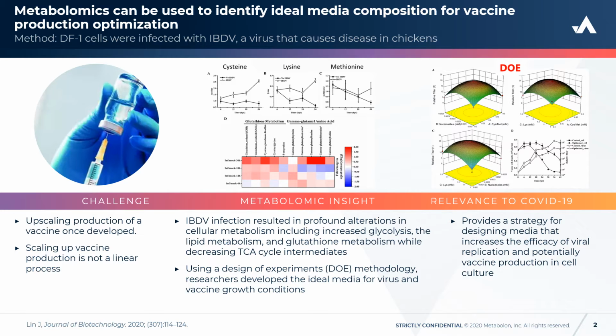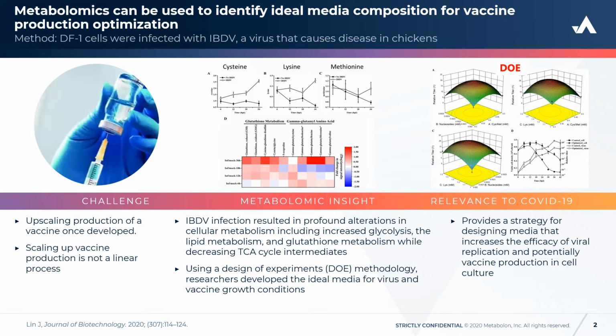This case study talks about how metabolomics can be used to identify an ideal media composition for vaccine production optimization. The objective of this study was to elucidate virus-mediated changes in host cells and interrogate the pathways and mechanisms involved in infectious bursal disease virus replication. Infectious bursal disease is one of the most economically important diseases that affects commercially produced chickens worldwide. And although largely controlled by vaccination, new virulent strains of the virus still remain a threat to the poultry population.